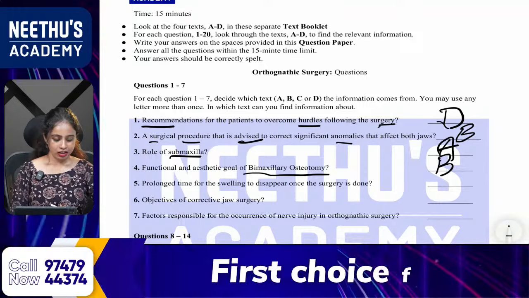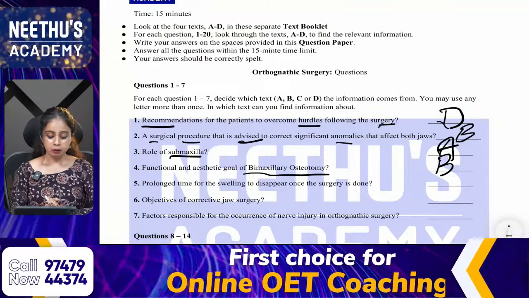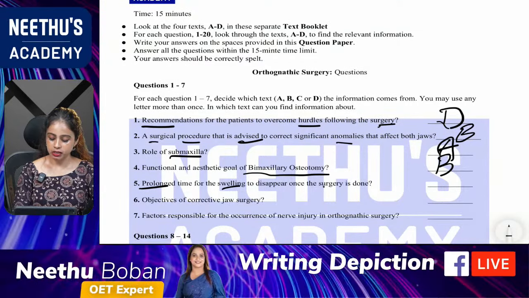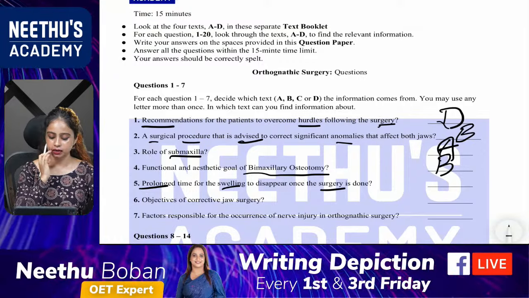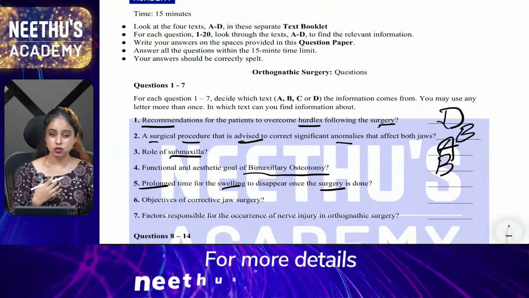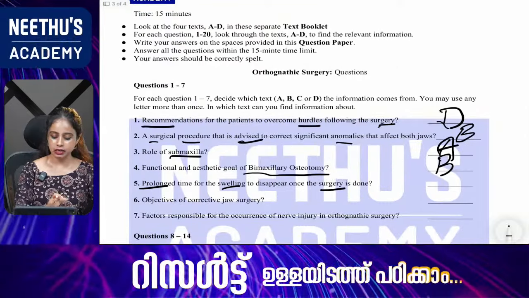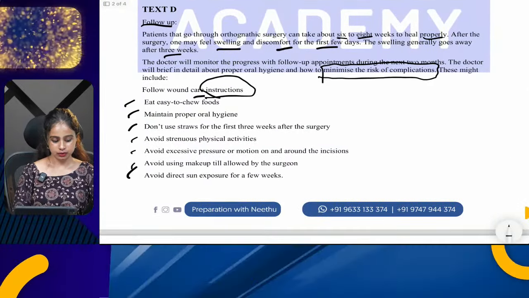Okay, fifth one. What is the fifth question? Prolonged time for the swelling to disappear once surgery is done. So once the surgery is done, there is a chance for what? Swelling. And which is mentioned, as you can see, in the last text, text D.